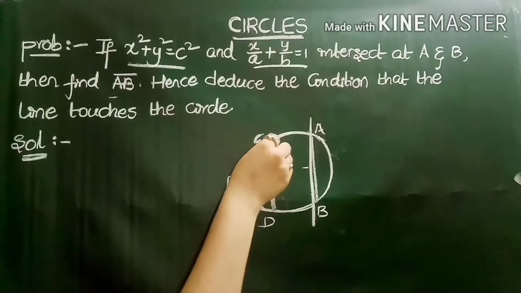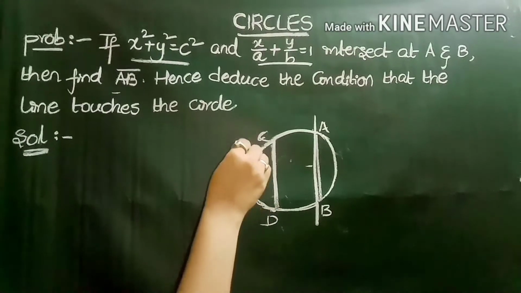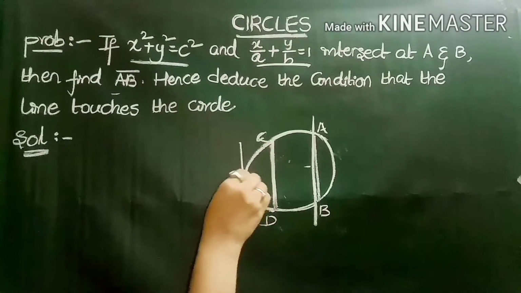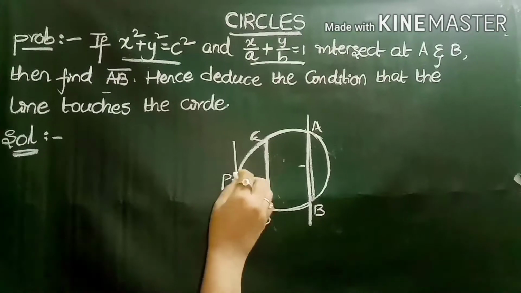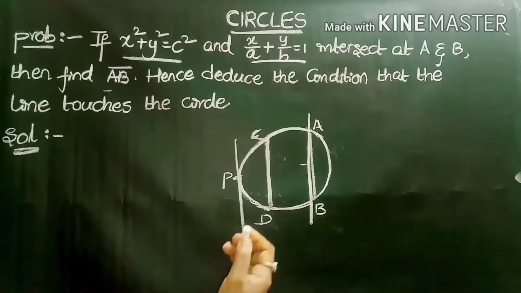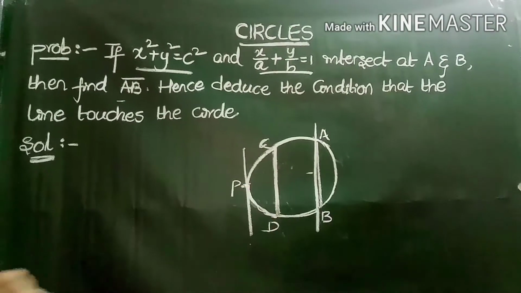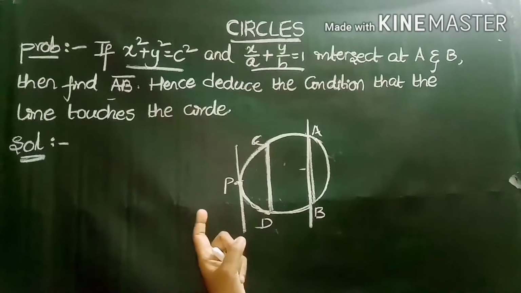Similarly, when the point C and the point A come to the point D, then the chord becomes the tangent of the circle. That is, if the chord becomes the tangent of the circle, then the length of the chord becomes 0. That is the condition for the chord to be a tangent to the given circle.